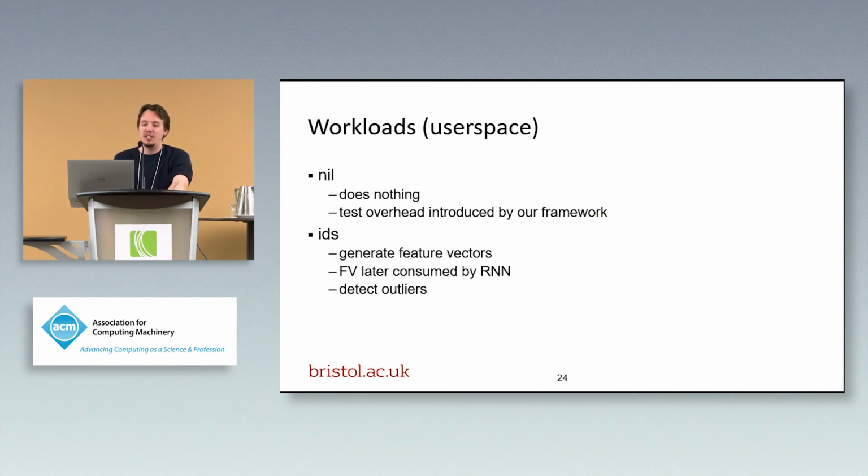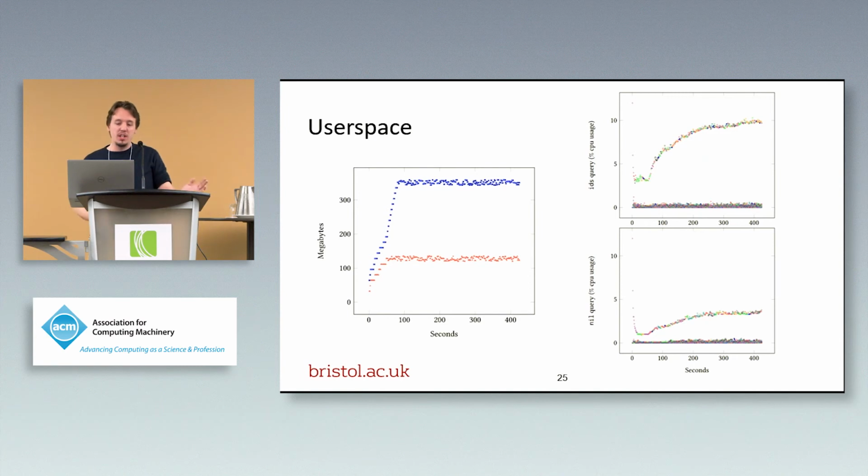We also look at the overhead in user space in terms of memory and CPU consumption. So we have two queries. Again, the nil query to see the overhead of the framework itself, and an intrusion detection system query. So here the idea is to build a feature vector that will be later fed to a replicator neural network to detect outliers. So on the left, we have the memory usage. On the right, the CPU usage.